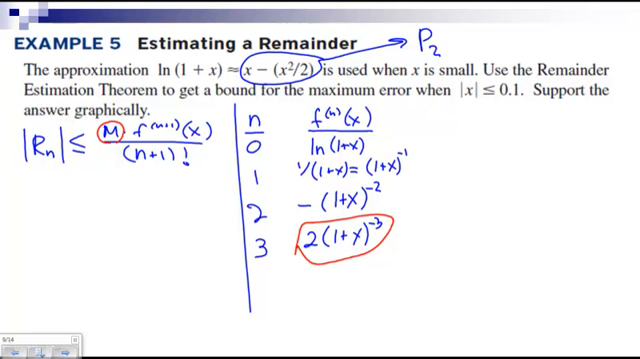So we want to get the maximum error where x is between negative 0.1 and positive 0.1. Okay, so the range of values I'm looking at is x between negative 0.1 and positive 0.1. Next question. Okay, that gives us the range.